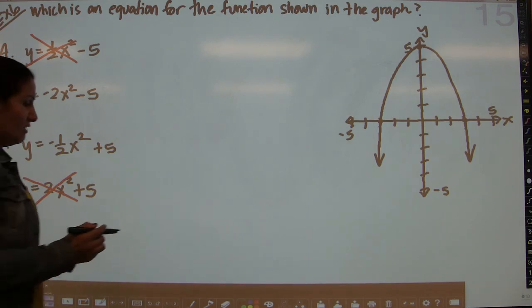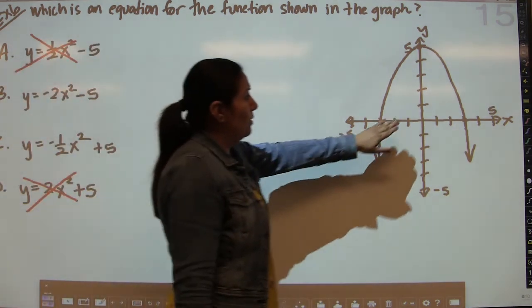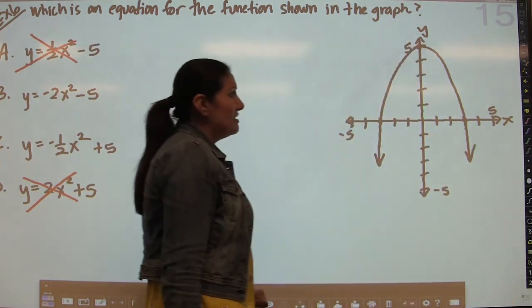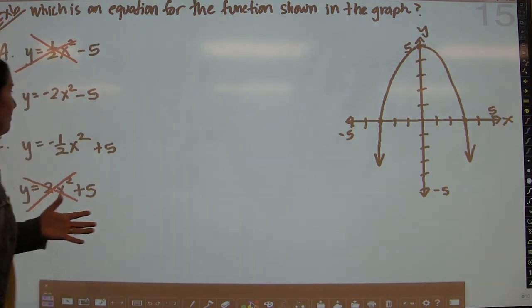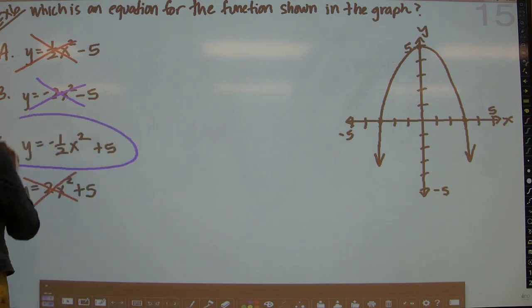And the other thing we can see from the graph is that it is shifted 5 units up. 1, 2, 3, 4, 5. That means that it should have a k value of +5. And since this has a -5, it's not going to be b. And so therefore, our answer is C.